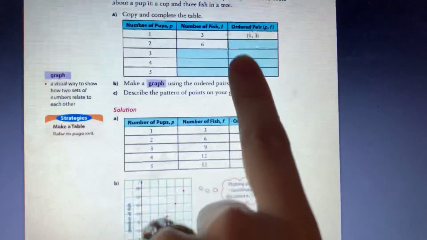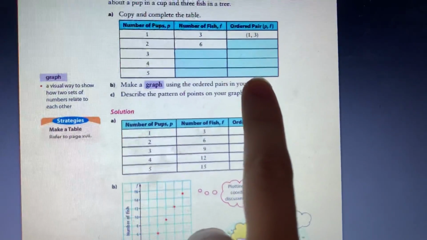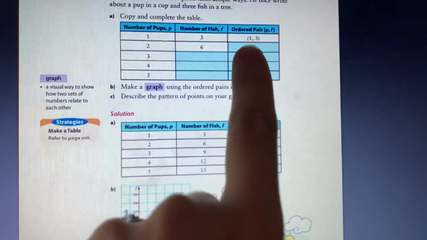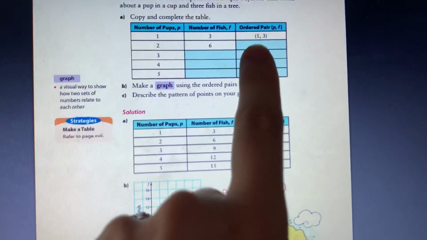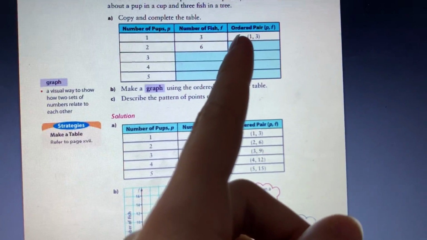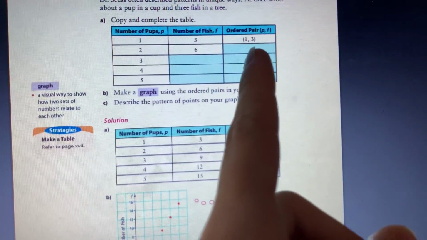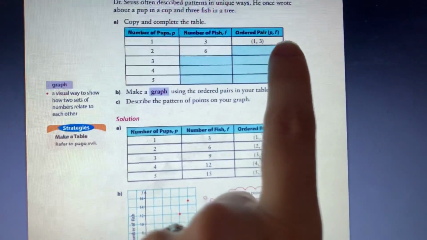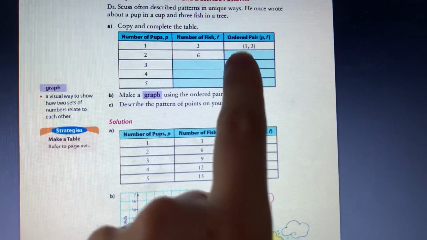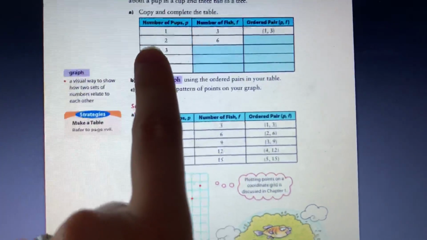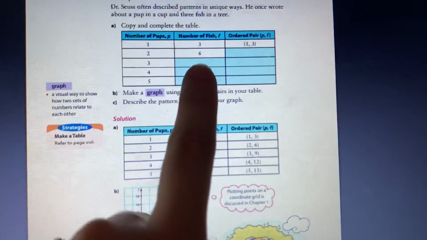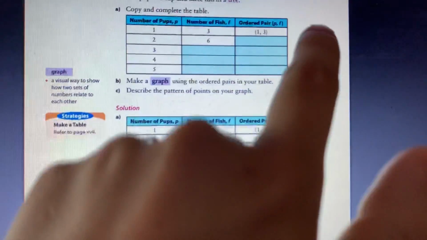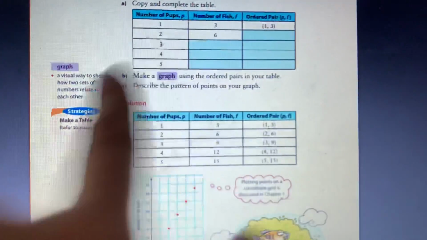Now the other column they've added for 10.4 is ordered pairs. So as if you were going to graph it. So remember when we do ordered pairs, this is usually X. Well, not usually, it's always X, and this is Y. So we've just changed those letters to be P and F for pups and fish, but we have the ordered pair 1, 3. The next ordered pair is going to be 2, 6. Then it's going to be 3, 9, 4, 12, 5, 15. So that's how we complete the table.